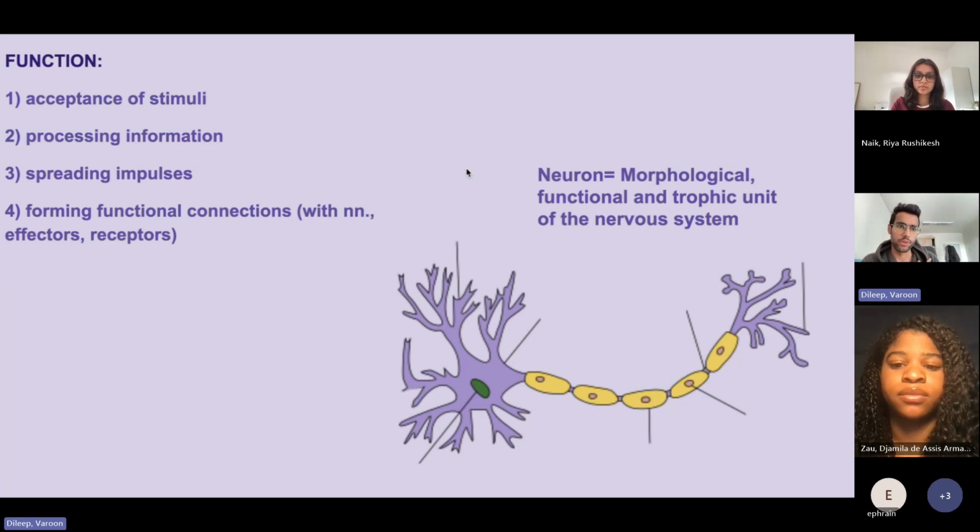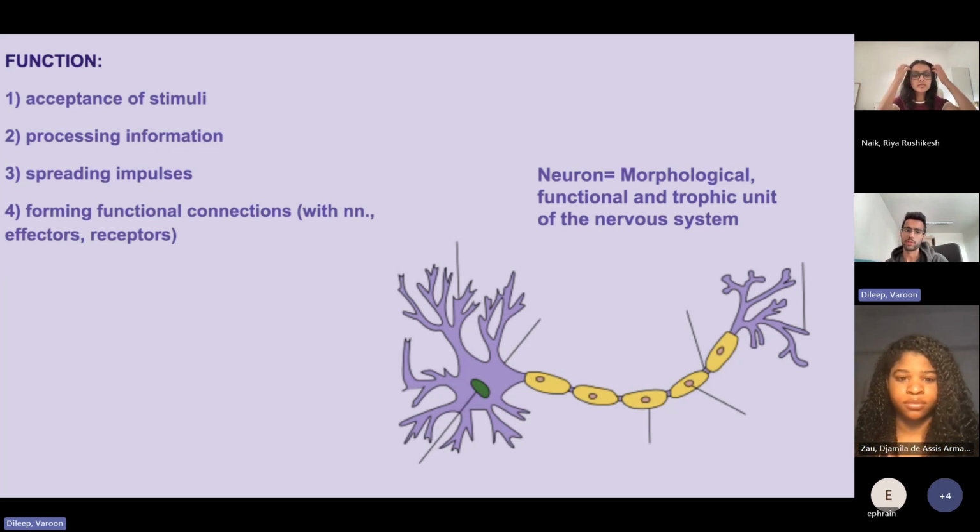So the basic function of the neuron is the acceptance of stimuli, processing of information, spreading impulses, as well as forming functional connections with effectors and receptors. This is probably your previous knowledge, so we don't need to dwell on this much. Another thing about neurons is that it is a morphological, functional, and a trophic unit of the nervous system. So this is just a statement that you have to memorize, nothing much to it. And then we'll look at the components of the neuron.